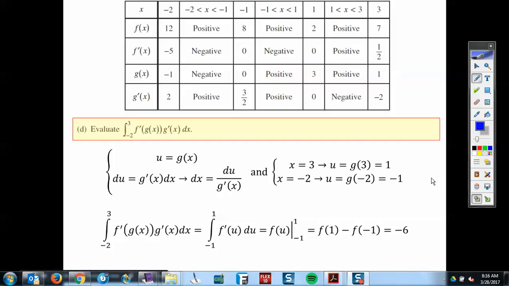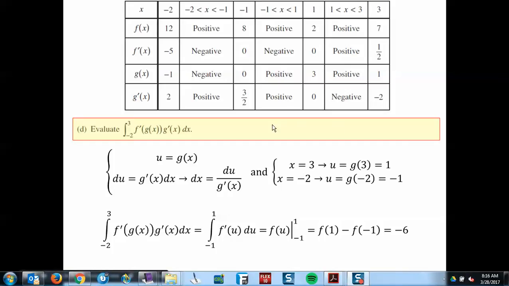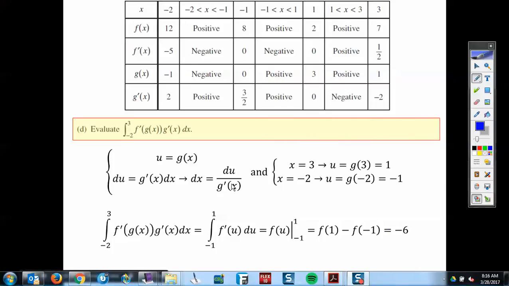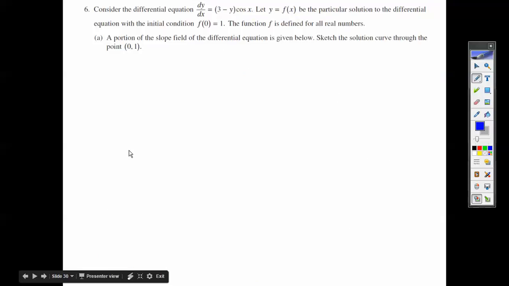Okay? What it would have looked like if I had done this, I would have hoped to just recognize that the antiderivative of that is f of g of x, and then that's from -2 to 3. Then I would have had f of g of 3 minus f of g of -2, and then just that one there. But you still end up with that same thing. Okay? All right. That was it, right?